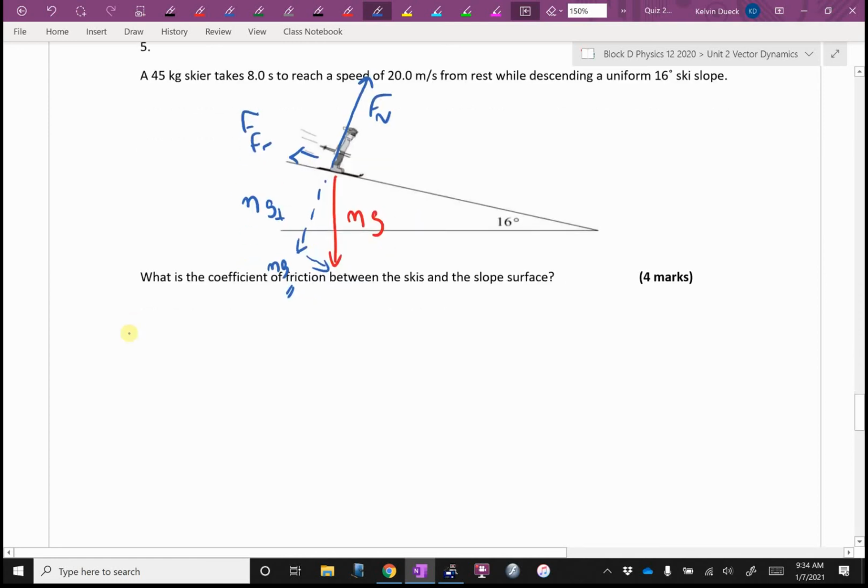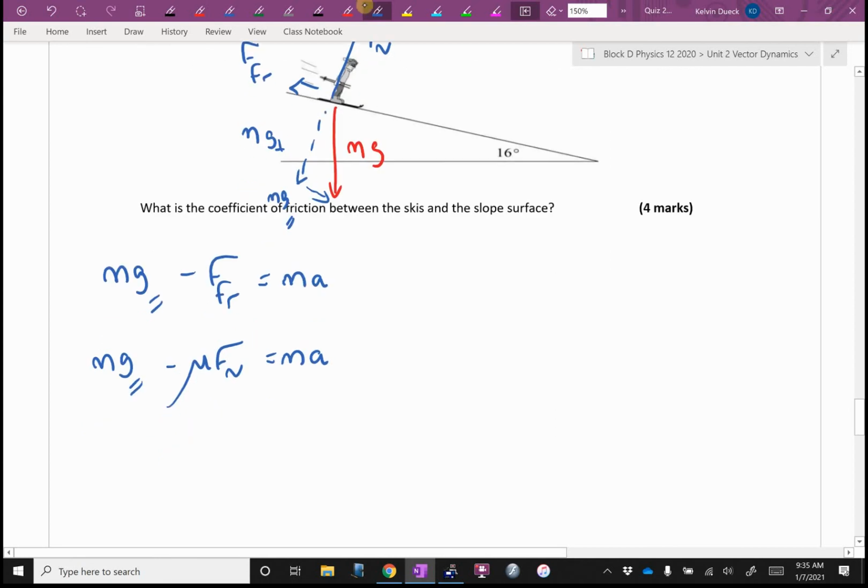And so I would start out by going mg parallel minus friction equals ma. mg parallel minus mu times the normal force equals ma. I don't know the normal force. Oh, sorry, disappointed some of you. I don't know the normal force. Oh, but look, it's going to be mg parallel minus mu mg perpendicular equals ma.